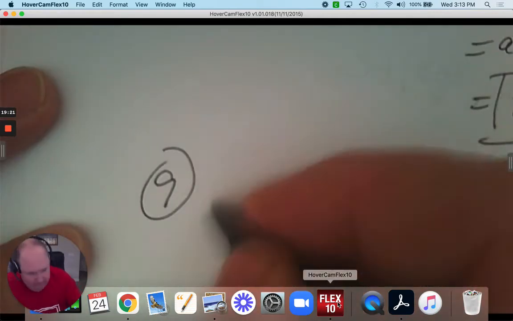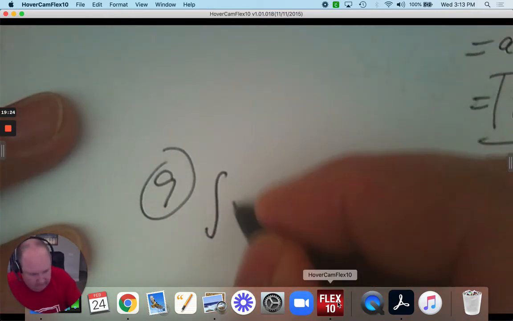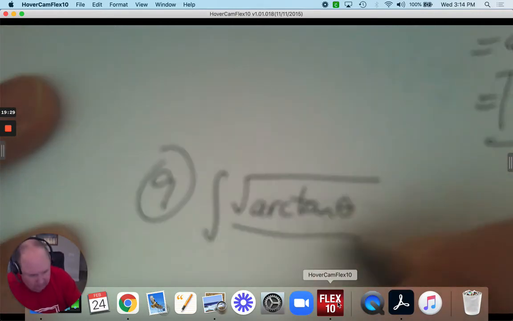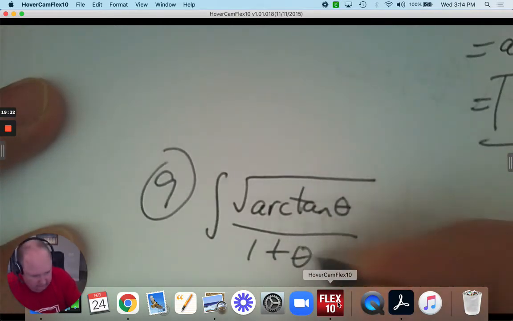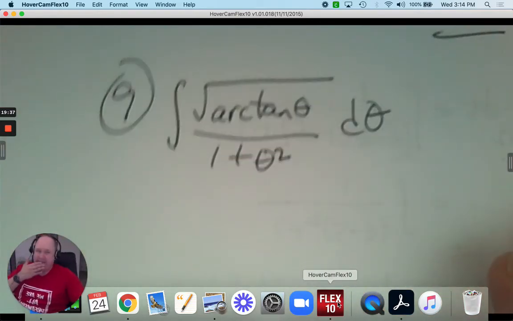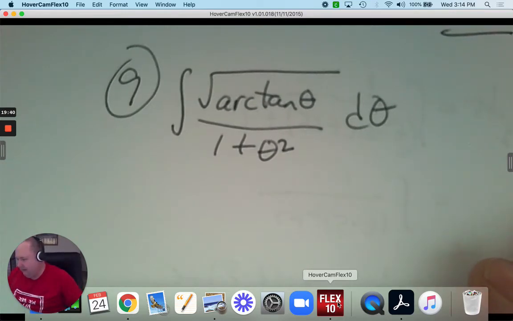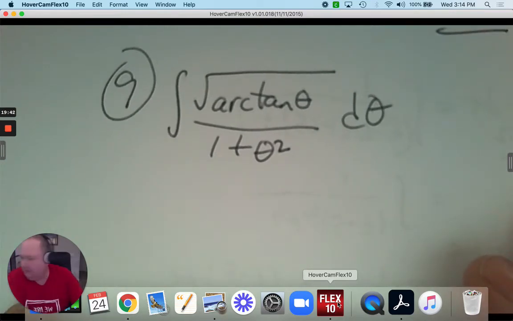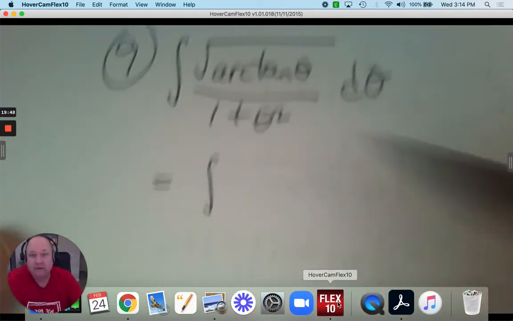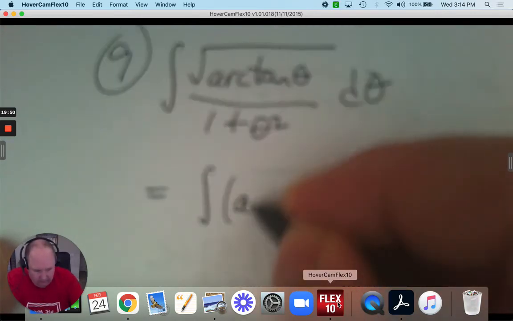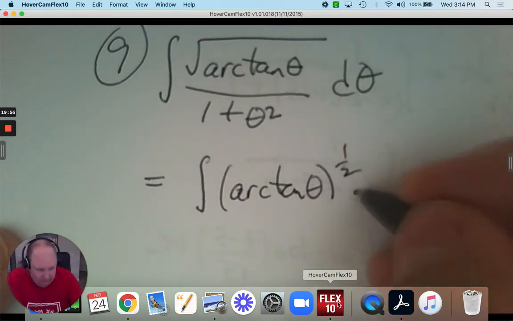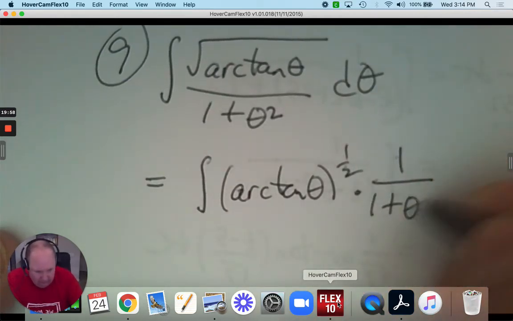In number 9, you're integrating the square root of arctangent over 1 plus tangent squared d theta. And you're trying to think out, how on earth am I going to do that, right? So let's look at it. We're going to write this calculus friendly, just to see if we can make better sense of this. So the square root is arctangent to the exponent 1/2, and then what's left is really 1 over 1 plus theta squared.